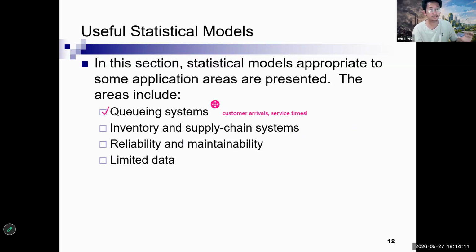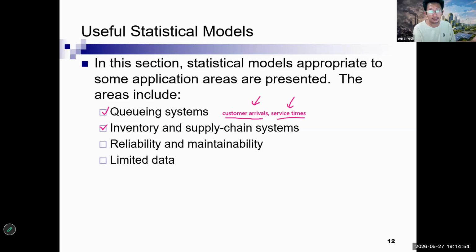When a customer arrives and is served by the server, this will be the random variables being involved. To model this in simulations, you may need to understand which kind of distribution would fit the behavior of your customer arrival in the queuing system. Okay, and in the next slides, we will discuss what kind of statistical models are commonly used when modeling this. Okay, and then inventory and supply chain systems.